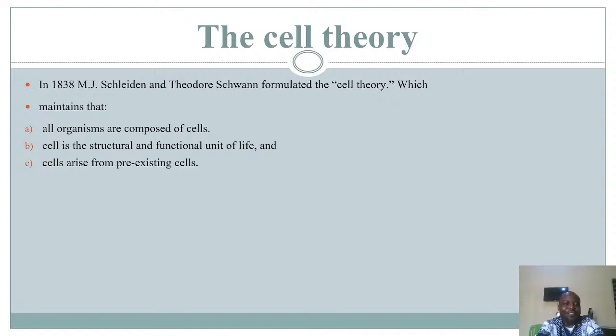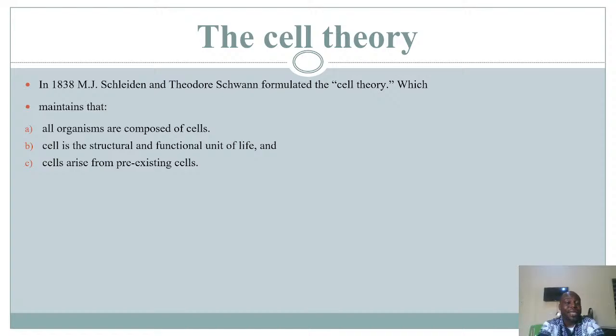Two, that the cell is the structural and functional unit of life. The cell is the structural and the functional unit of life. That means the structure of the organism and its functioning is actually built upon the cell. All those activities of life that make life living, or make a thing a living thing, are actually carried out by the cell. So it is the basis upon which the structure and the function of life are built.